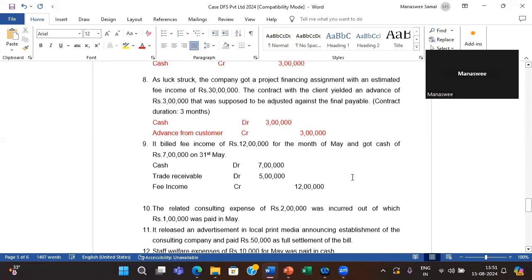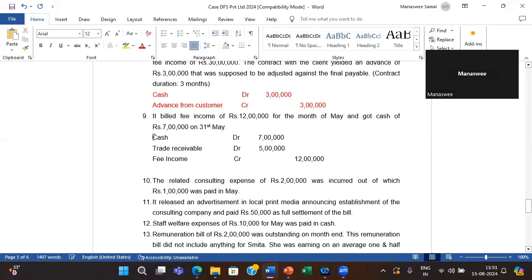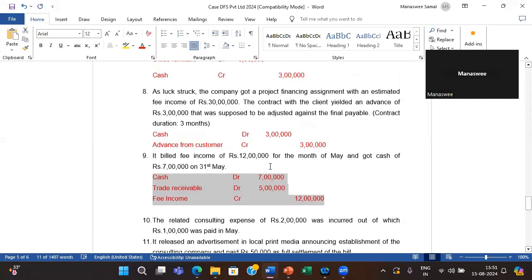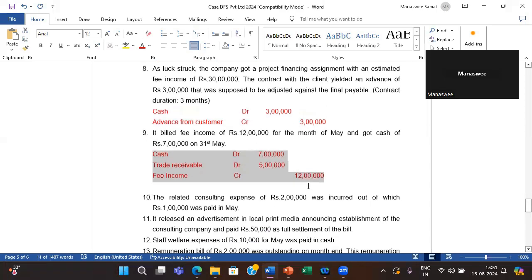Okay. So that's my journal entry. Fee income is 12 lakh rupees. For the non-commerce students: why didn't I adjust this advance from customer against this 12 lakh rupees? Because as per contract, it will be adjusted against the final bill I will raise against my customer or client. Because it's a consulting company, generally they use the word client.